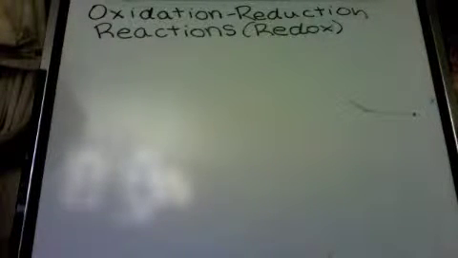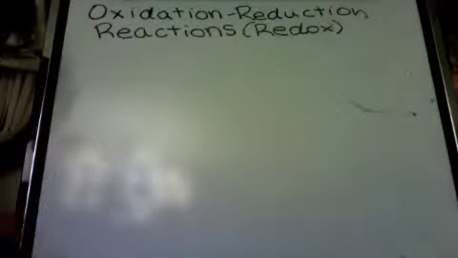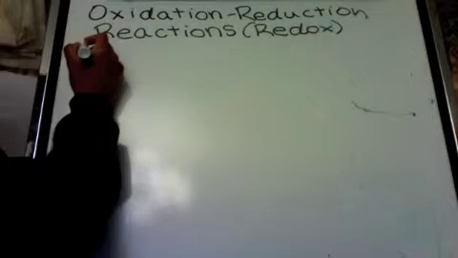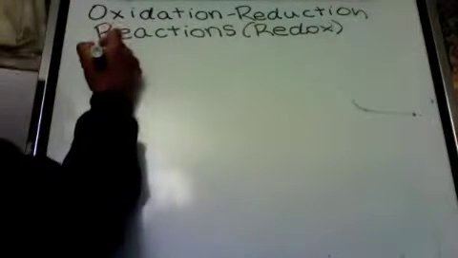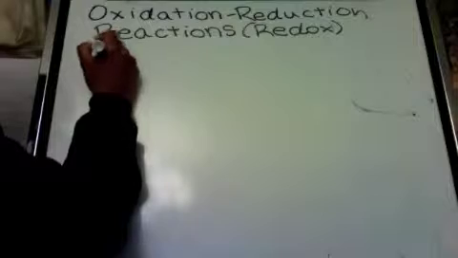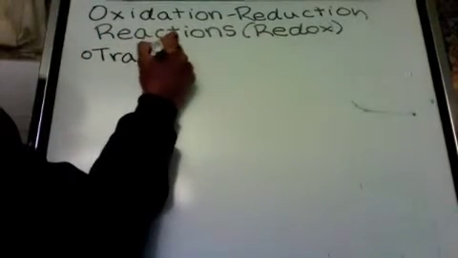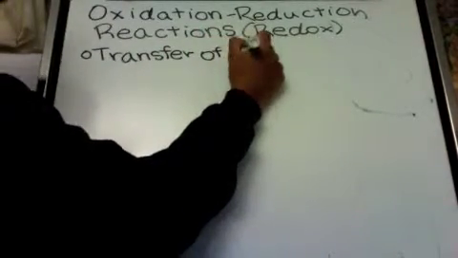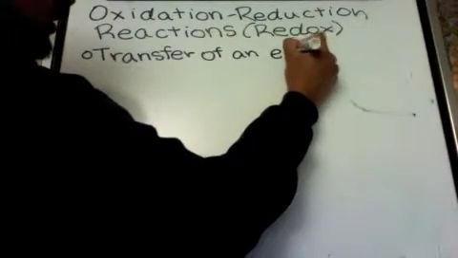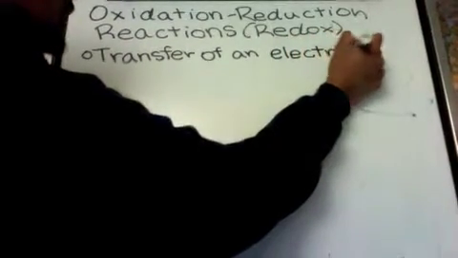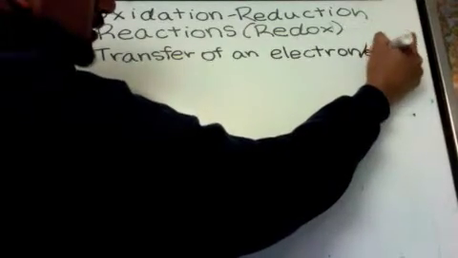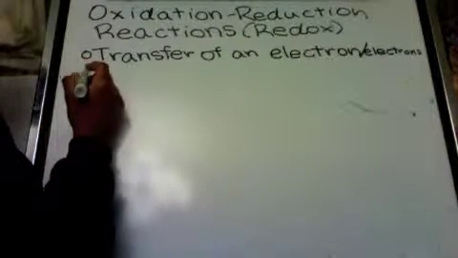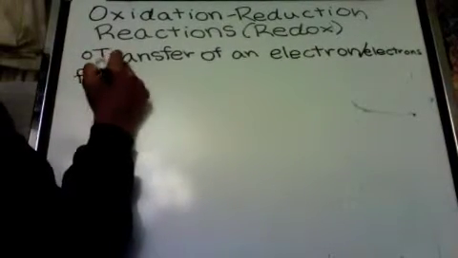So in this next unit we'll be talking about oxidation reduction reactions, which are otherwise known as redox reactions. So what is an oxidation reduction reaction? What happens? There's a transfer of an electron/electrons from one reactant to another.